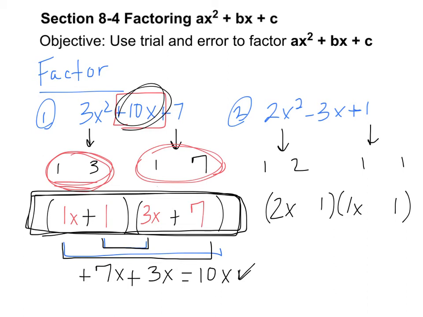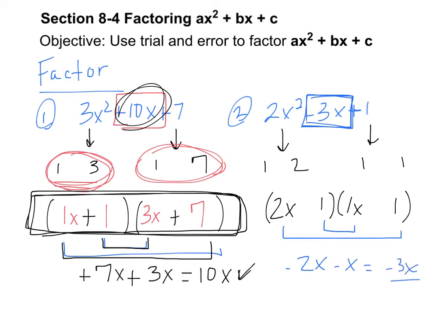Okay, so let's test it. The outside terms, inside terms. Somehow I need a negative 3. What sign do I have to give 2x and x to get negative 3? You guessed it, 2 negatives. That gives me negative 3x. That's exactly what I'm looking for. So boom and boom, and you're done. It's hard, it's tricky, but the procedure stays true for all these example problems.